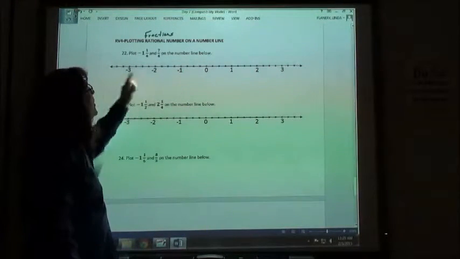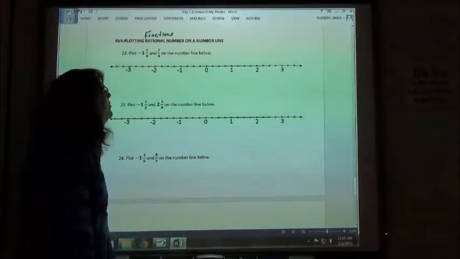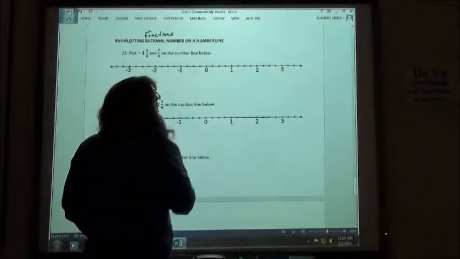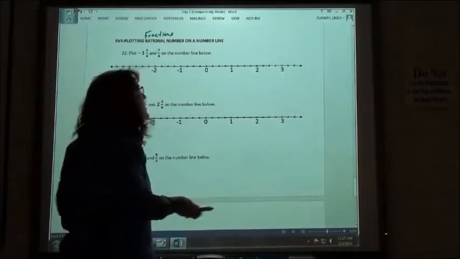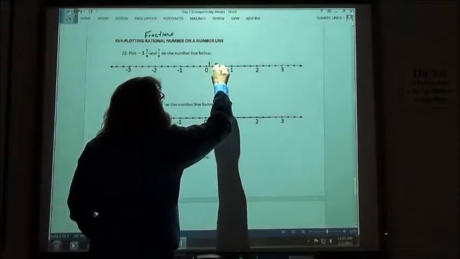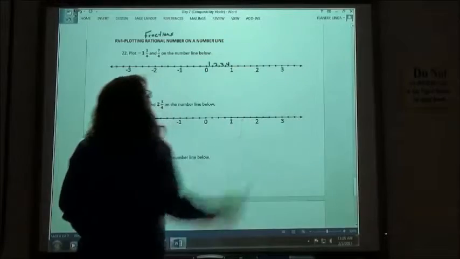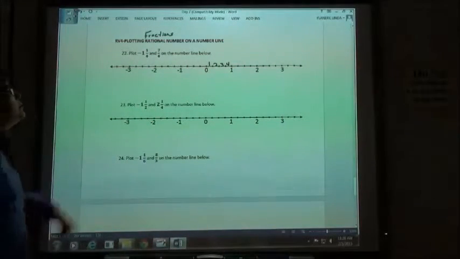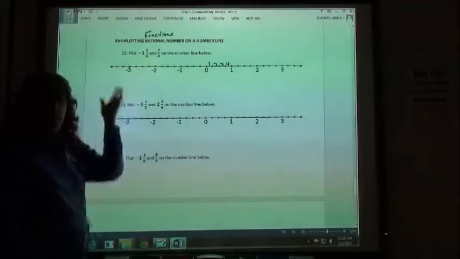I first want to figure out what units my denominator should be in. So I'm going to count from 0 to 1 how many spaces, not how many marks, how many spaces. There's 1, 2, 3, 4 spaces. So I want my denominators to be in fourths. They are here, so I'm good to go.